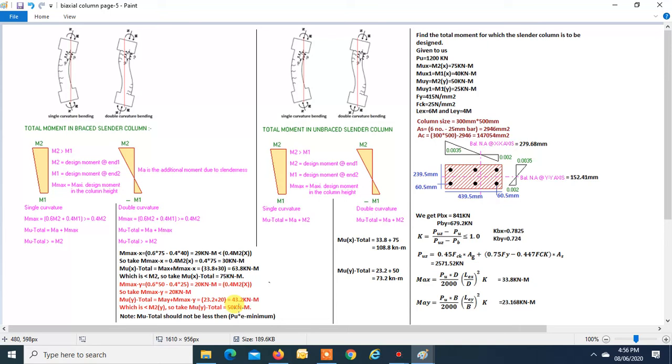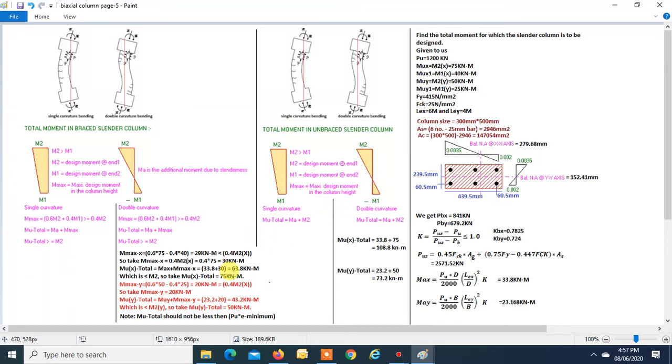But please remember, both these moments should not be less than Pu times e minimum. We have found that our eccentricity is greater than e minimum. Definitely our moment is also greater than Pu into e minimum. So this is how you find the moments about the minor axis and major axis, and Pu is known to us, that is 1200, and we have to design a biaxial column for that.